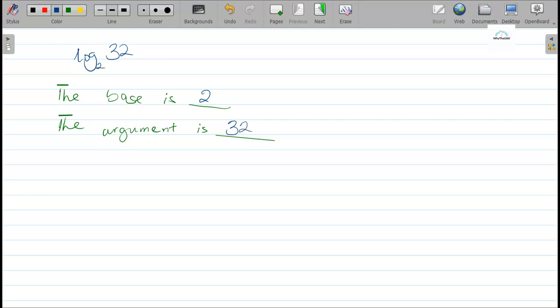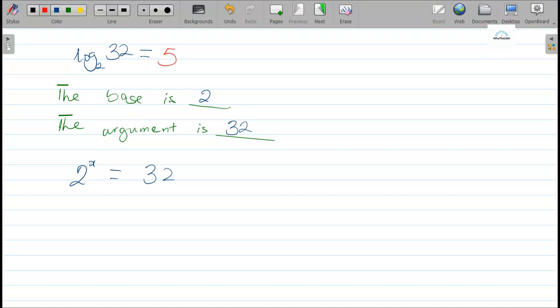So the base exponent what gives 32? 2 raised to the power what number will give us 32? That's all we are looking for, and we will find that the answer is 5.